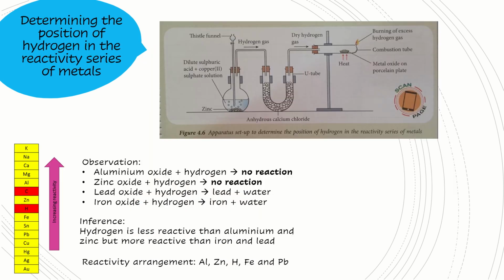Alright. Okay, next. Determining the position of hydrogen in the reactivity series. Dia punya konsep quite similar with position of carbon. Alright. So this is the apparatus set up to determine the position of hydrogen in the reactivity series of metal. So what do we have is, okay, in this glass tube, okay, we have porcelain plate, okay, whereby we place the metal oxide on the porcelain plate.